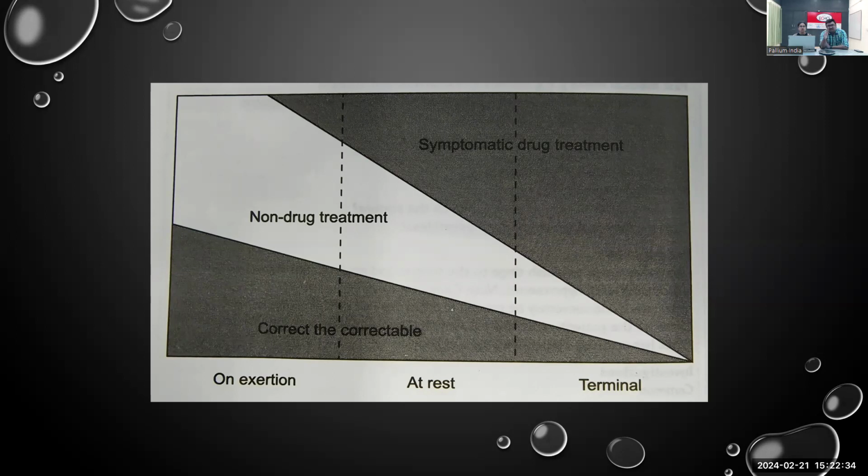And towards the end of the category, when we go to category 3, that is terminal breathlessness, there is very little that we can do in way of correcting the correctable, which may only provide some relief. There's also some role for giving non-pharmacological management, but primarily the symptom management will be based on drug therapy for terminal breathlessness.